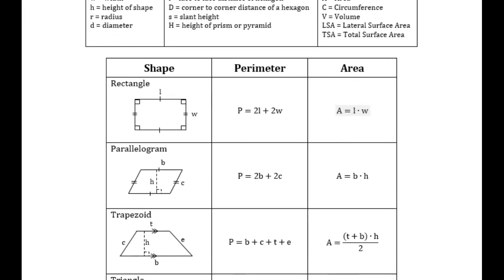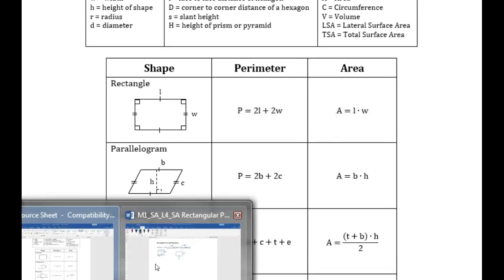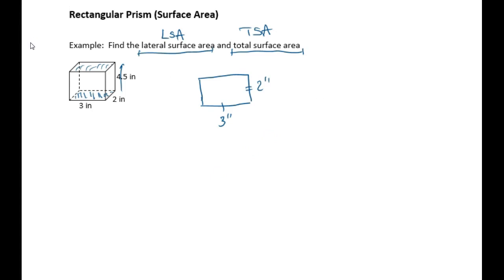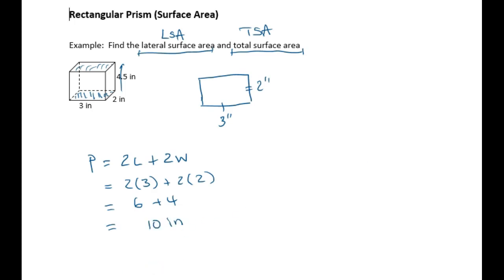For a rectangle, the perimeter is 2 times the length plus 2 times the width, and the area formula is length times width. So I'm going to find that for my base. The perimeter is 2 times the length plus 2 times the width. Plugging into my formula, 2 times 3 plus 2 times 2, we end up getting 6 plus 4, or 10 inches. This is a perimeter, so we are dealing with just a length.